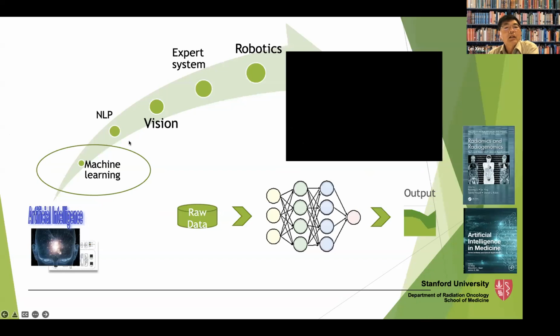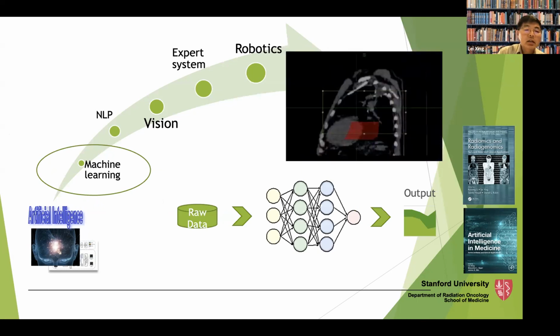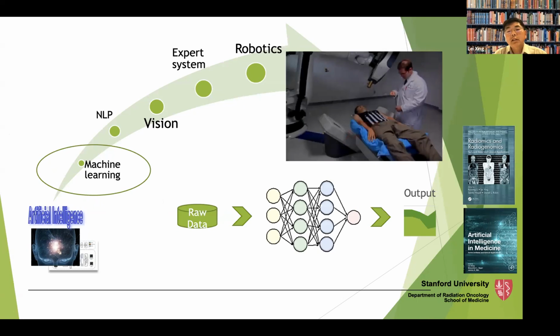Talking about AI, we really have five components. They're listed here: machine learning, NLP, computer vision, and of course, robots. Well, robots in medicine have a long history, right? A lot of people are probably familiar with the Da Vinci surgical robots.